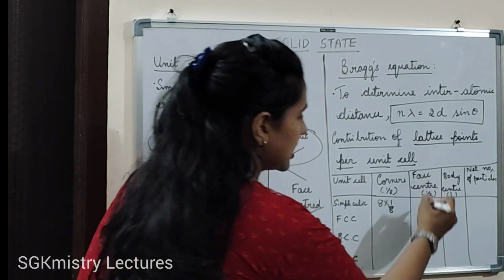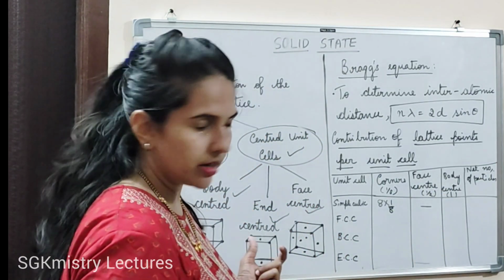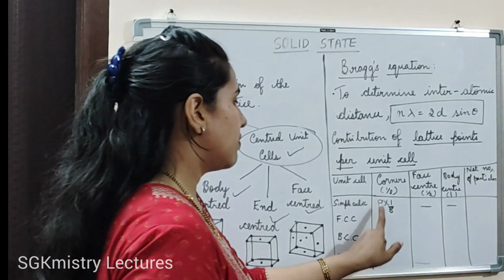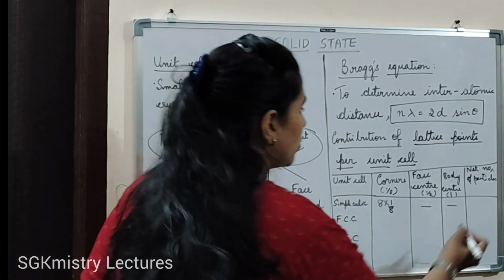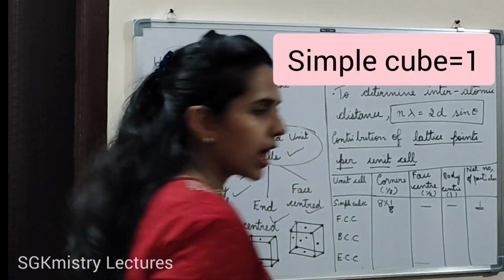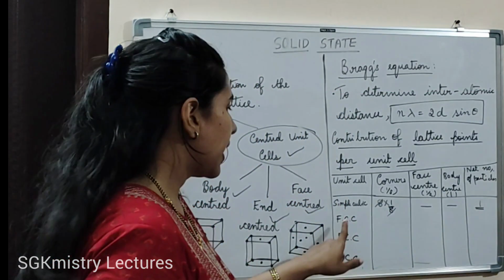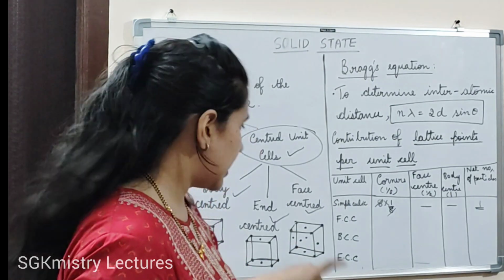There is no atom in the face center, and no atom present in the center of the cube. So here we have 8 into 1 by 8, which is nothing but 1 in total. These two 8s cancel with each other. Next, for the face centered unit cell.